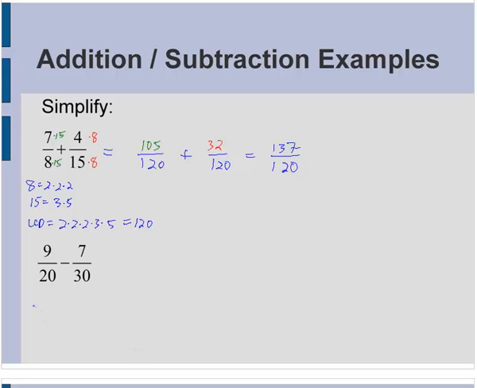All right, the LCD for 20 and 30 is 60. So over 60 over 60. 20 times 3 is 60. 9 times 3 is 27. 30 times 2 is 60. 7 times 2 is 14. And so then this gives us 13 over 60, and 13 is prime, and 60 is not divisible by 13, so that one's done.